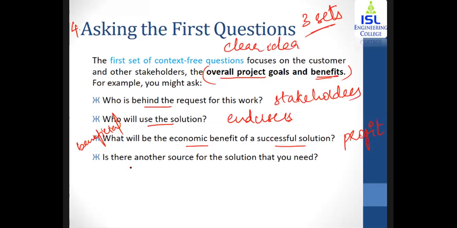Then the third one is, is there another source for the solution that you need? That is, the software that is being developed, is there another source? That is, you've identified the different stakeholders, and this person has identified this is the software that needs to be developed. Whether there is another person that wants a similar type of software, that is, whether they are developing some similar type of software, is going to be identified for the solution.